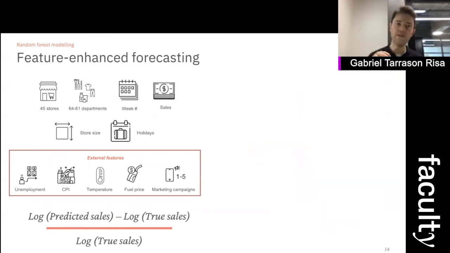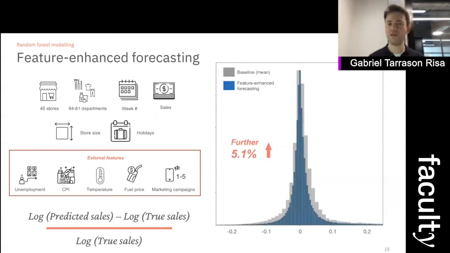Next, we look at feature-enhanced forecasting. And by that, I mean the external features: unemployment, CPI, temperature, fuel price, and marketing. When we do that, we get a further 5.1% improvement, which you can see by further narrowing of the Gaussian.